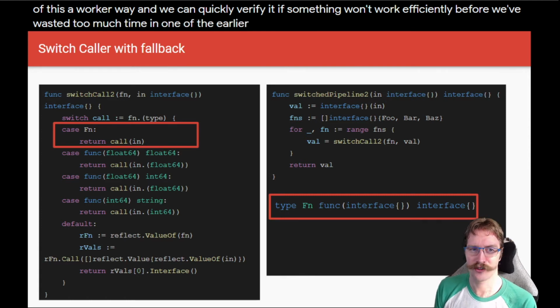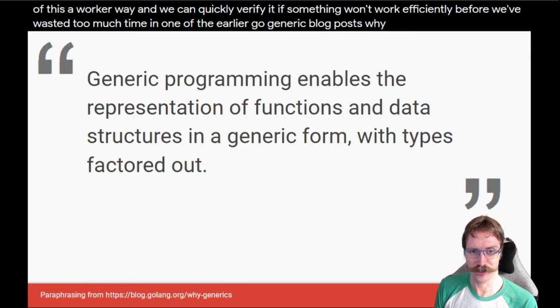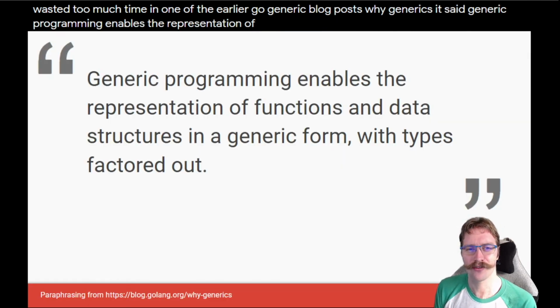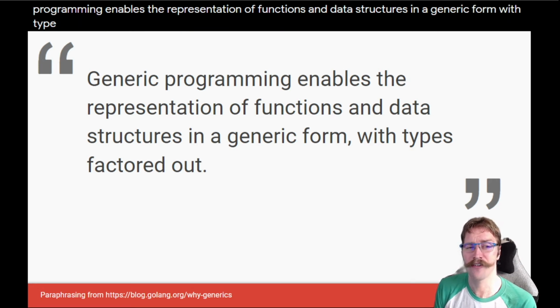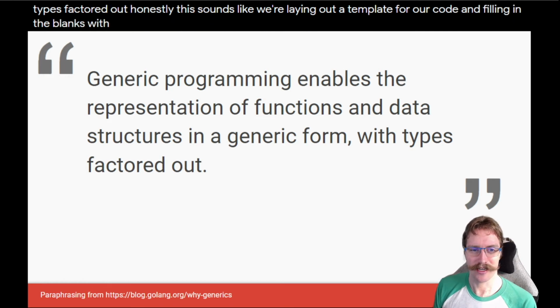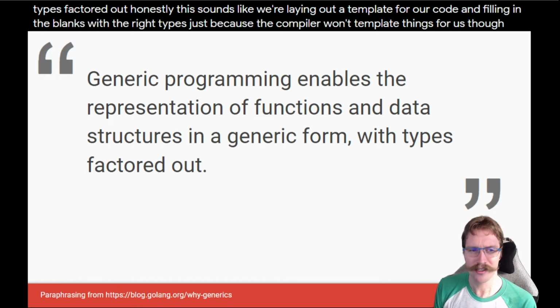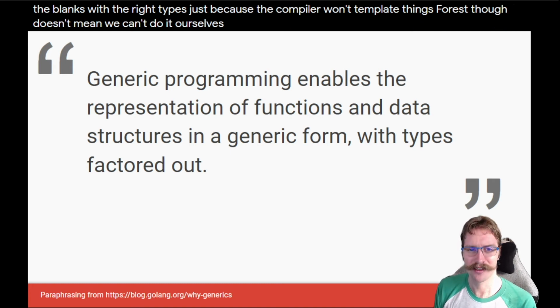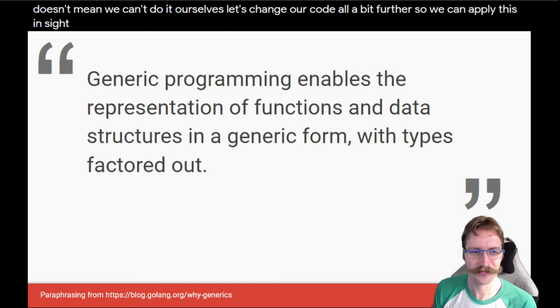In one of the earlier Go generic blog posts, Why Generics, it said, "generic programming enables the representation of functions and data structures in a generic form, with types factored out." Honestly, this sounds like we're laying out a template for our code, and filling in the blanks with the right types. Just because the compiler won't template things for us, though, doesn't mean we can't do it ourselves. Let's change up our code a bit further so we can apply this insight.